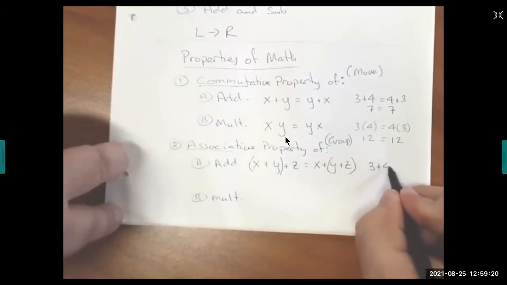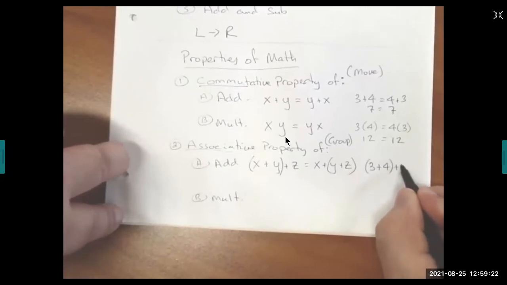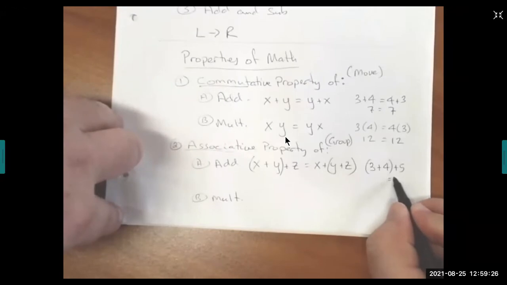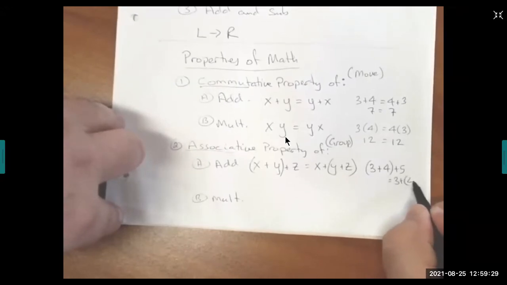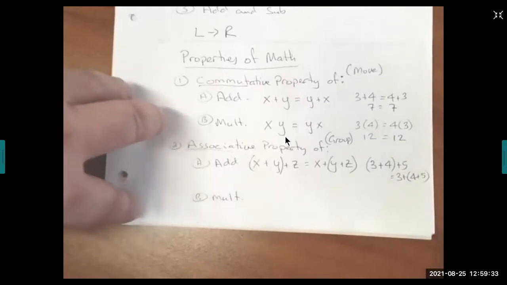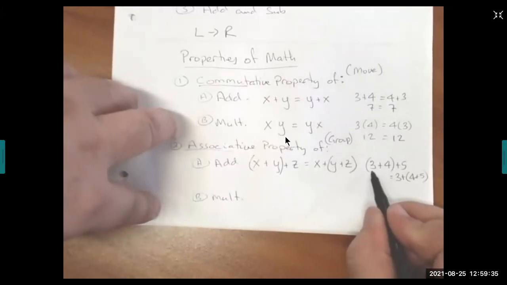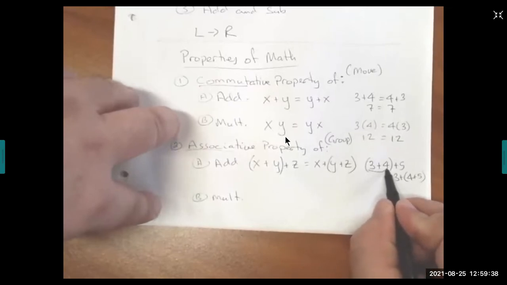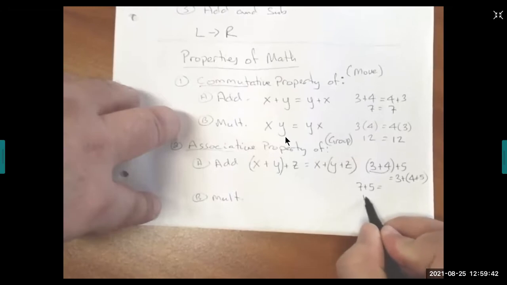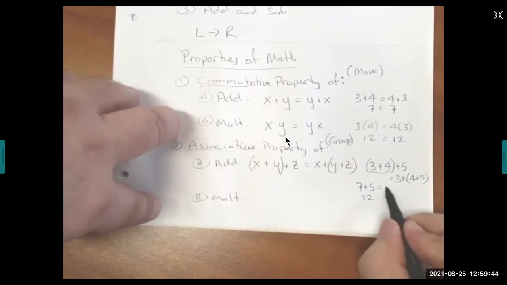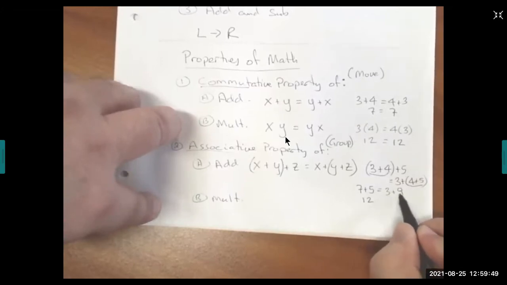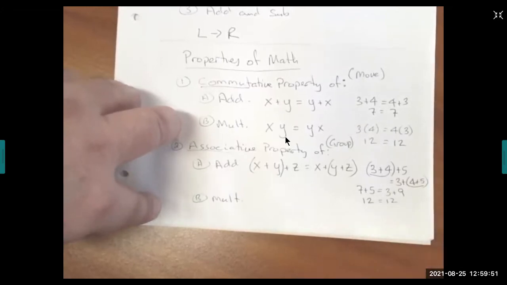So (3 plus 4) plus 5 is equal to 3 plus (4 plus 5). Three plus 4 is 7. 7 plus 5 is 12. 4 plus 5 is 9. So 3 plus 9 is also 12.